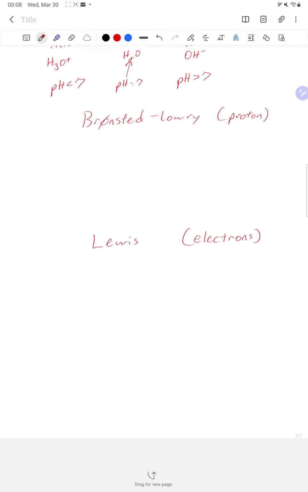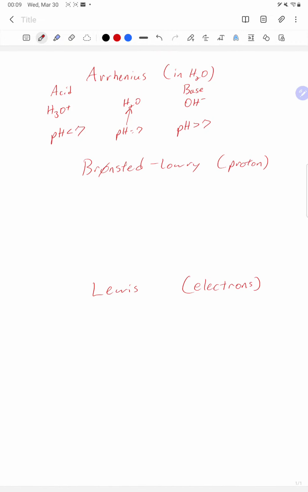Moving on to Bronsted-Lowry. So Bronsted-Lowry, we are looking at the acceptance and donation of protons. An acid is a proton donor. So maybe we think of something like HCl. You know, I'm going to make it more generic. Some generic acid, HA, is donating off a proton for something else to grab. So here we have a proton donor.